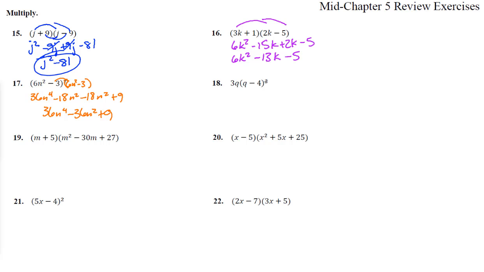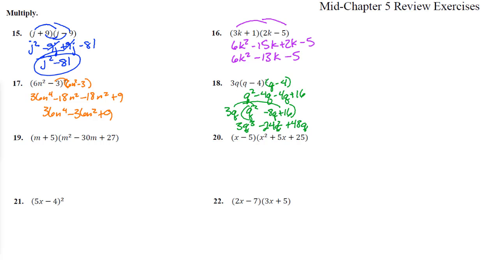Number 18. Here we have the same thing, q minus 4 squared. That's q minus 4 times q minus 4. So we get q squared minus 4q minus 4q plus 16. And that's q squared minus 8q plus 16. And that is q minus 4 squared, and we still have a 3q out here. So that's going to be 3q cubed minus 24q squared plus 48q. So that's what happens when we distribute that guy in.